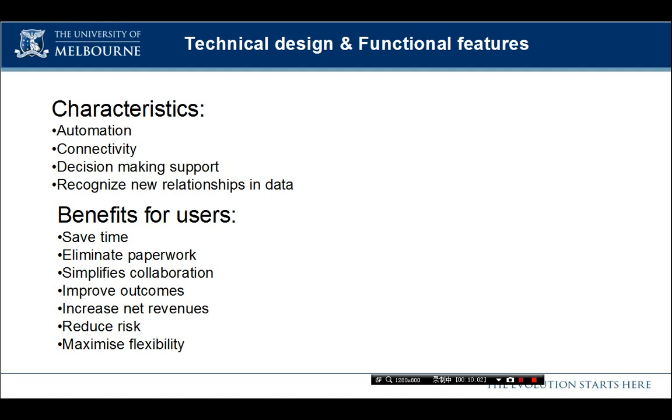The chronic disease management network has some benefits. The first is saving time. The second is eliminating paperwork. The third is simplifying collaboration. The fourth is improving outcomes. The fifth is increasing net revenues. The sixth is reducing risk. The seventh is maximum flexibility.